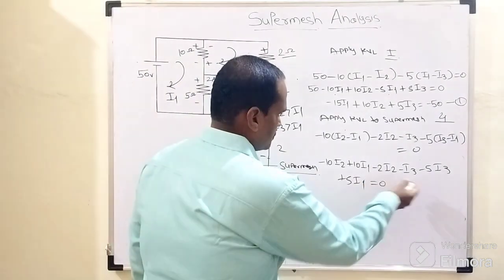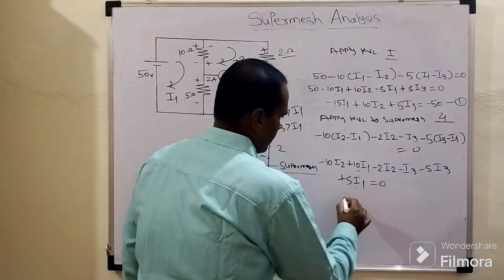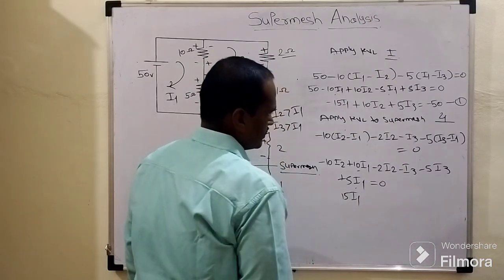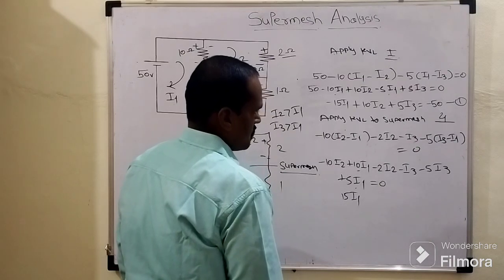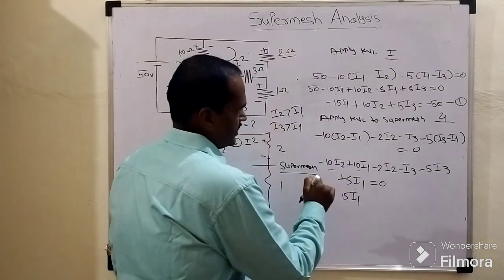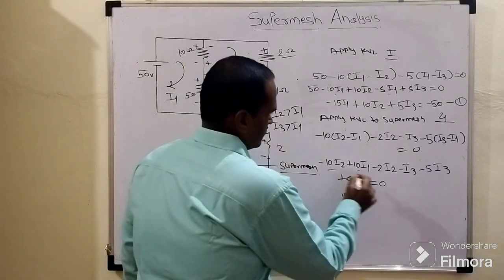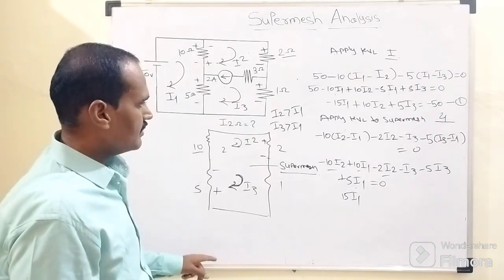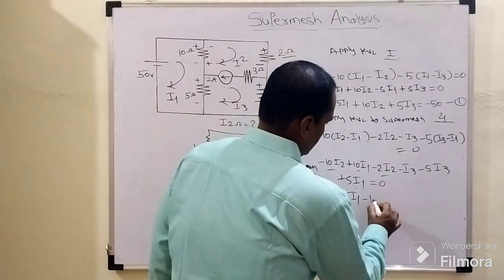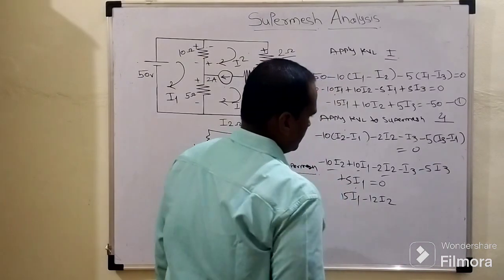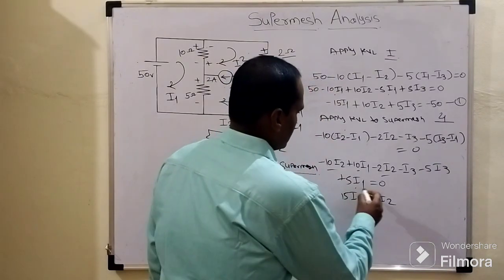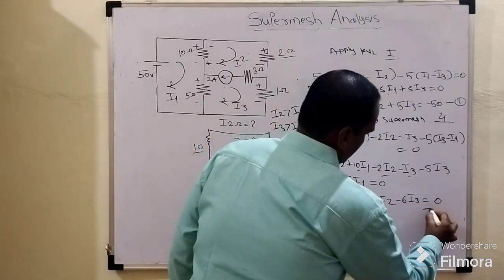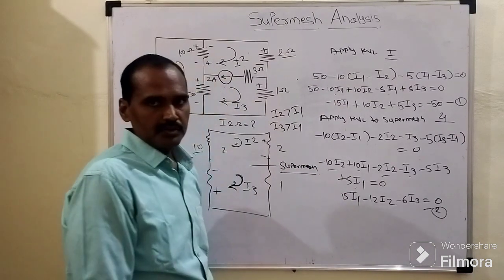So how many terms do we have belonging to I1? This 10 plus 5, 15 I1. How many terms belong to I2? This minus 10 minus 2, so totally it will become minus 12 times of I2. And how many terms do we have belonging to I3? This minus 1 and minus 5, so minus 6 I3 equals to 0. This is our equation number 2.